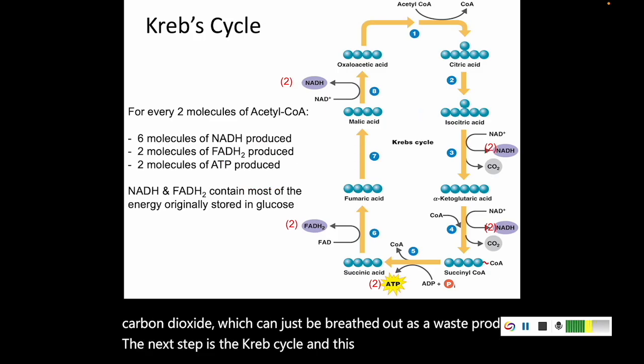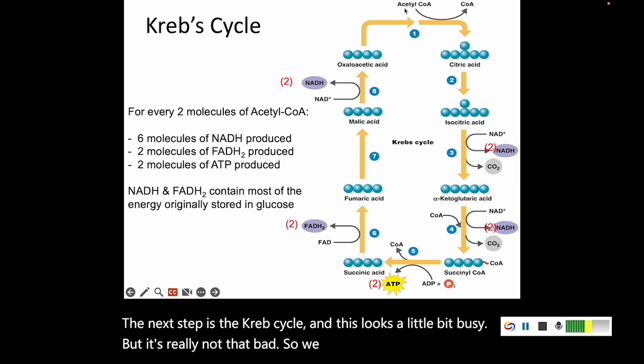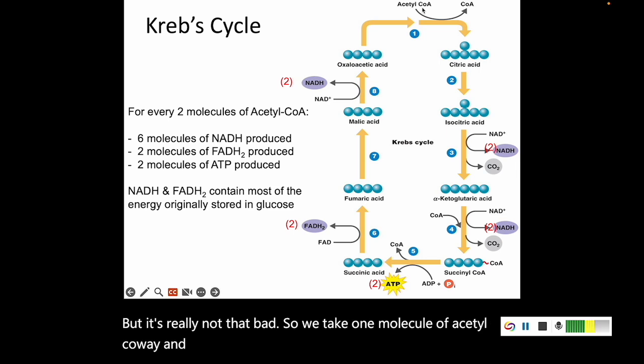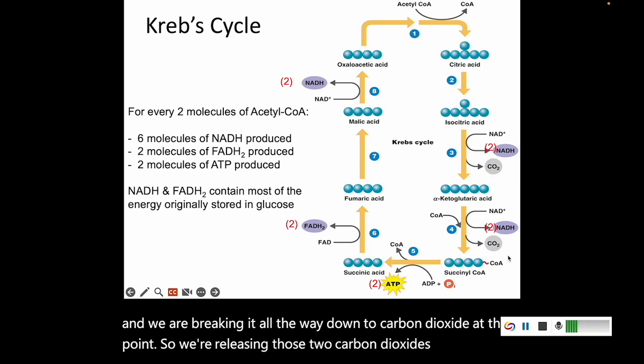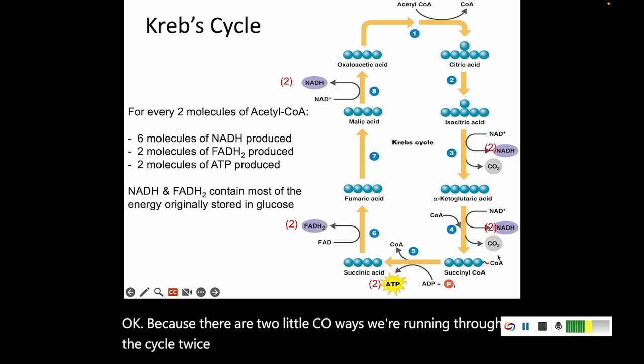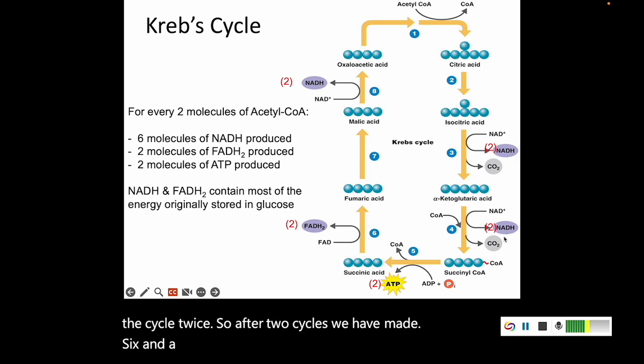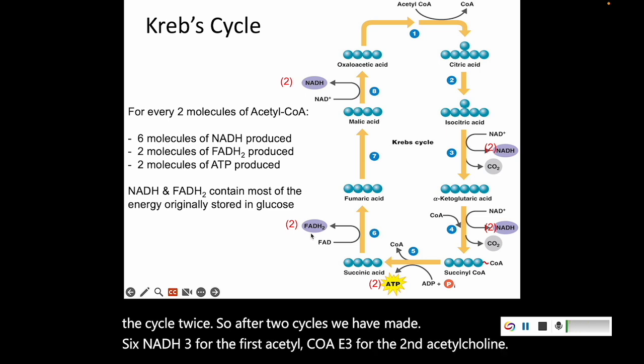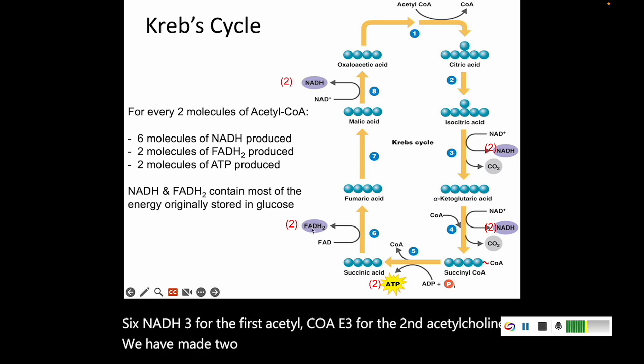And this looks a little bit busy, but it's really not that bad. So we take 1 molecule of acetyl-CoA and we are breaking it all the way down to carbon dioxide at this point. So we are releasing those 2 carbon dioxides, 1 here, 1 here. Because there are 2 acetyl-CoAs, we're running through the cycle twice. So after 2 cycles, we have made 6 NADH. 3 for the first acetyl-CoA, 3 for the second acetyl-CoA. We have made 2 molecules of FADH2.